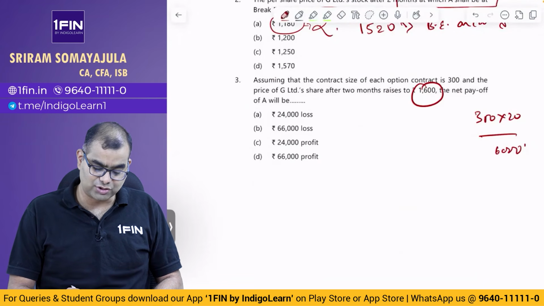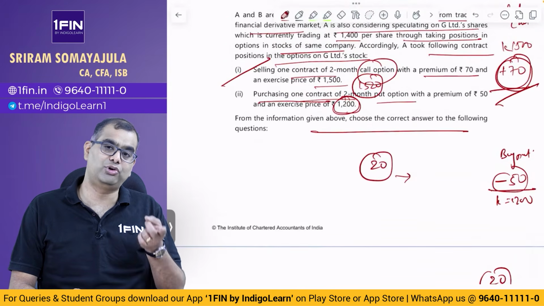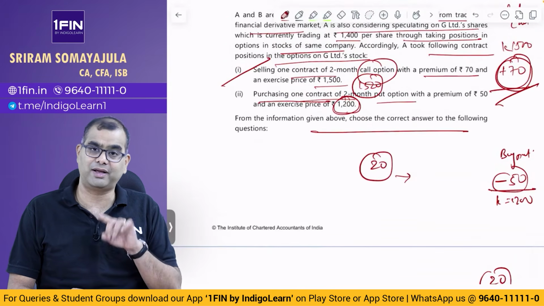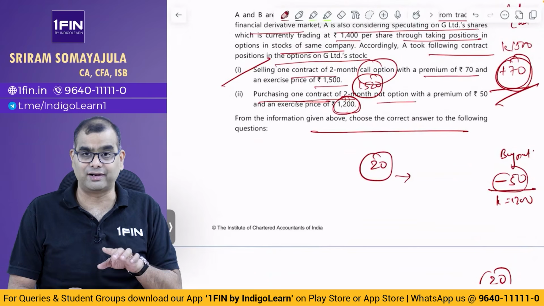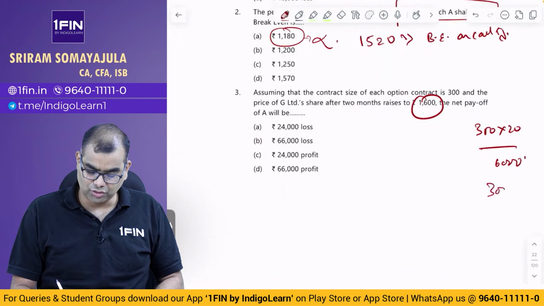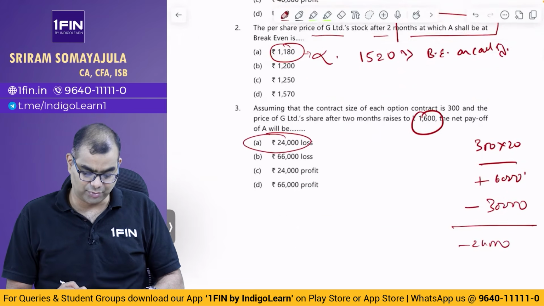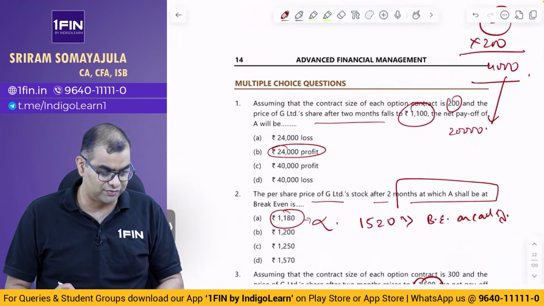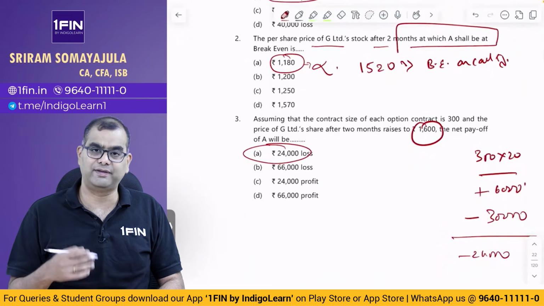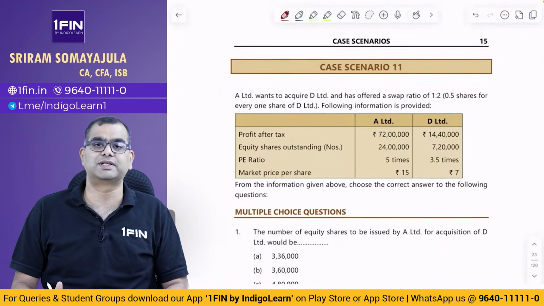Then market price is 1600. Somebody has a right to buy from you at 1500 when market price is 1600. So they make 100 rupees profit on how many shares? On 300. 100 into 300 is 30,000. So they make 30,000. This is your loss, this is your profit, net is minus 24,000. So 24,000 loss, this is the correct answer. So answer, option 3, they have given the correct answer at 24,000, but option 2, they made a mistake. Institute is not necessarily 100% right always.